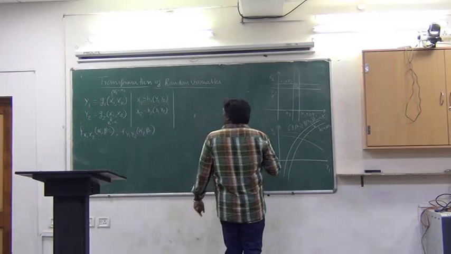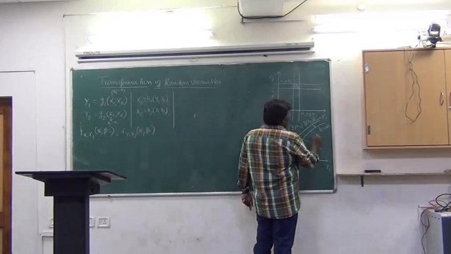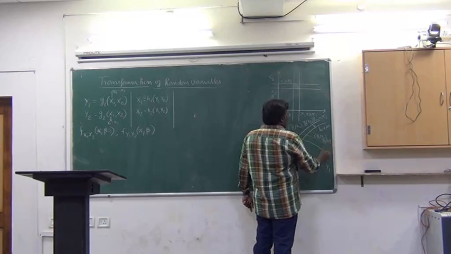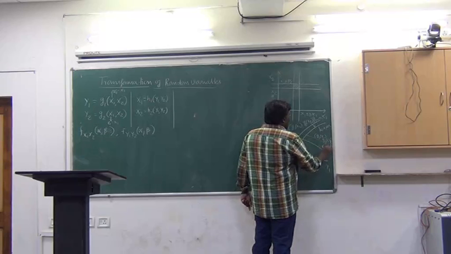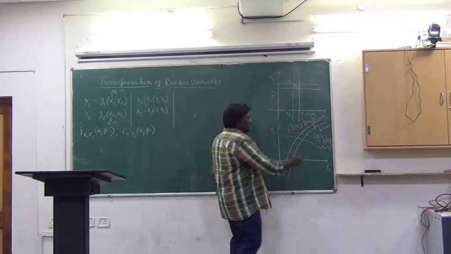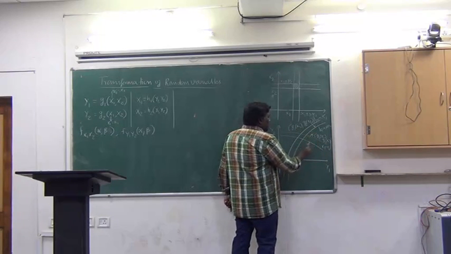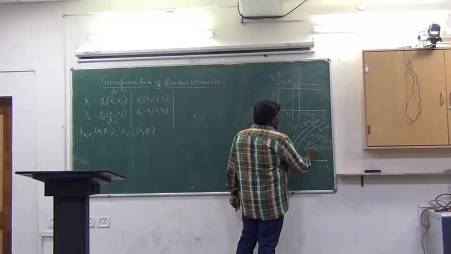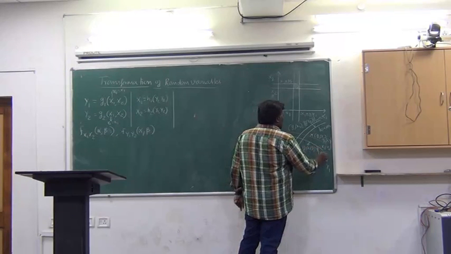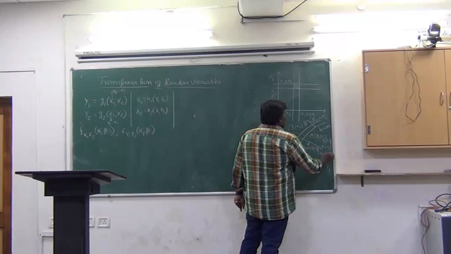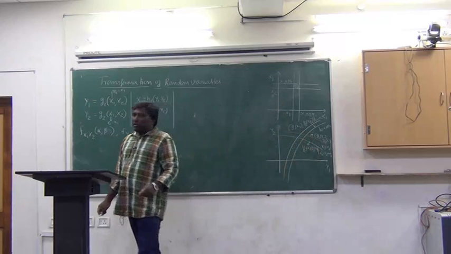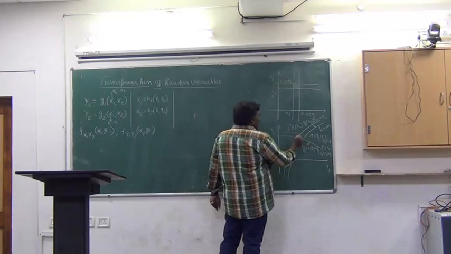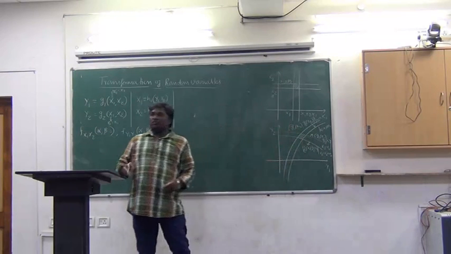So let me write it here. This is going to be g1 of x1, g2 of x1, keeping x2 as x2 here, right? This one I am talking about. And you have this curve here. This is g1 of x1, the same thing only, g2 of x1, and you are keeping x2 as x2 plus delta x2, right? And you have this area of intersection of these four curves.